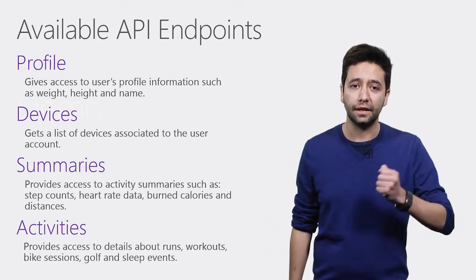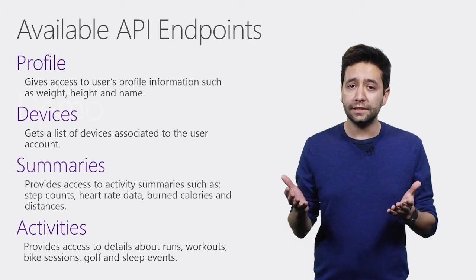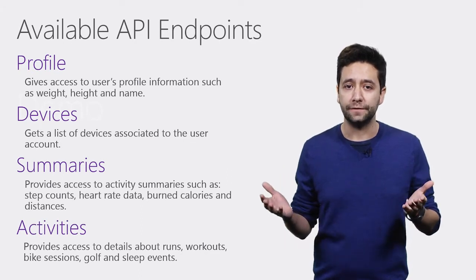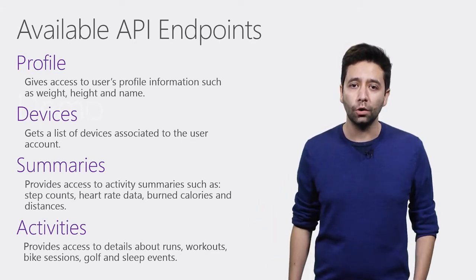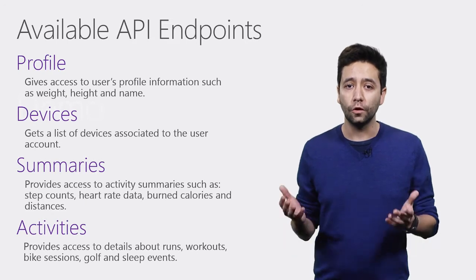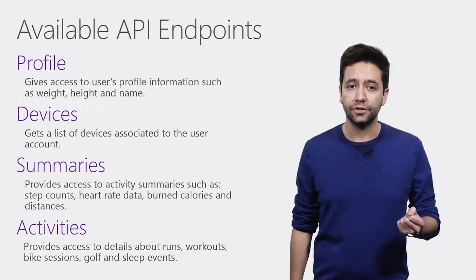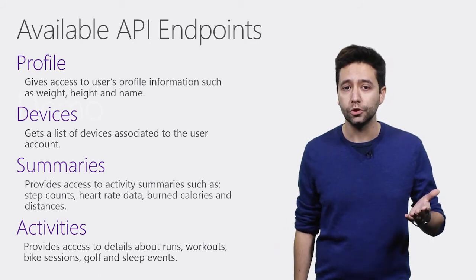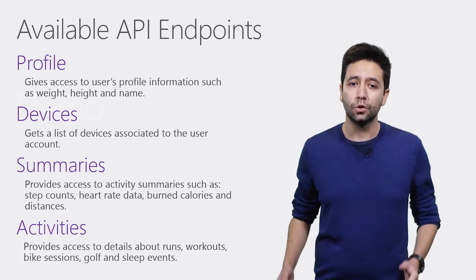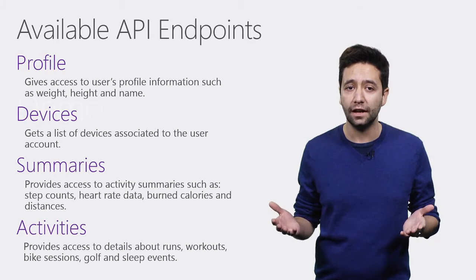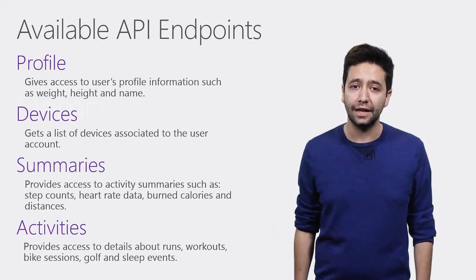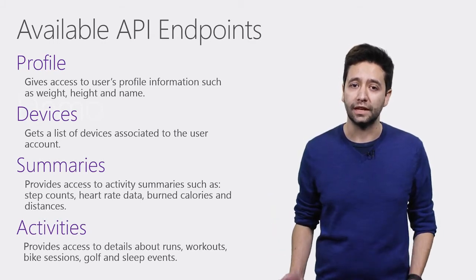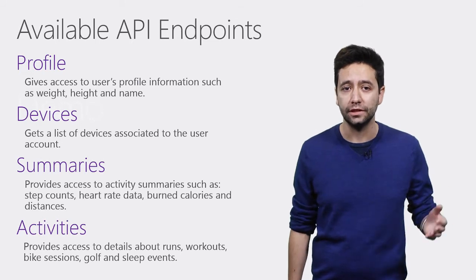For that, we need the last endpoint. The activities endpoint will let you dig deep into specific activities. You can find all the details about the sleep sessions, golf rounds, runs, bike sessions, and workouts. Imagine for a moment that you are building an app to track how your user is improving when running. You will use this API to find out how fast they are running, what was their heart rate, and you will even get access to details such as elevation and actual GPS coordinates.